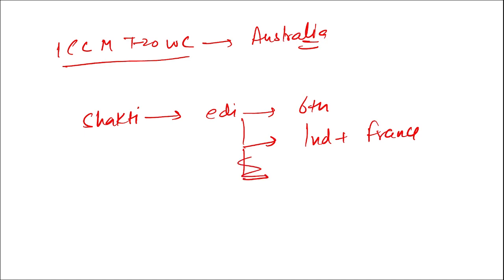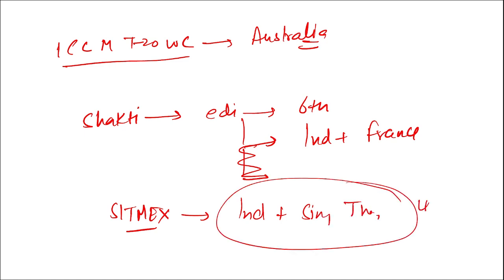Alright, then tell me, if I ask you about exercise SITMEX. SITMEX is an exercise that was conducted recently between India, Singapore and Thailand. Alright, this was a trilateral exercise that was conducted between Singapore, India and Thailand. M for maritime, EX for exercise. Alright, and it was a trilateral exercise.